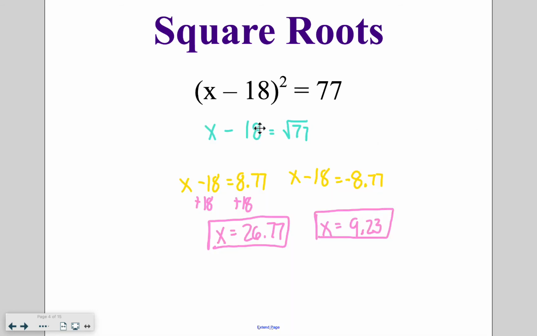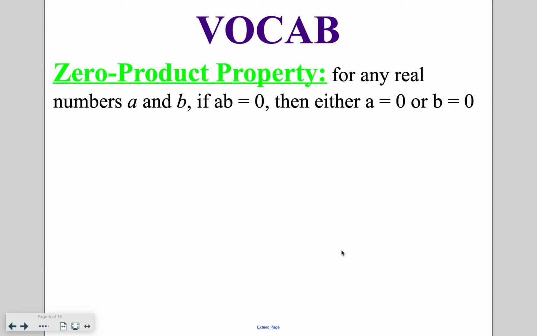So square rooting both sides is going to get rid of the squared, and then we take the square root, which is either going to give us a positive 8.77 after rounding or a negative 8.77 after rounding, meaning your two answers are going to end up being 26.77 or 9.23. So with the square roots, we are simply square rooting both sides and then continuing to solve.